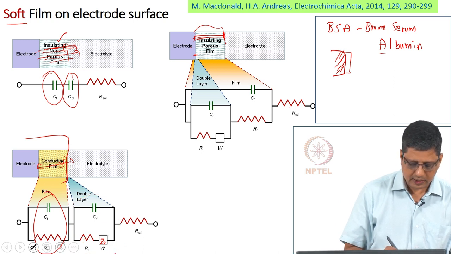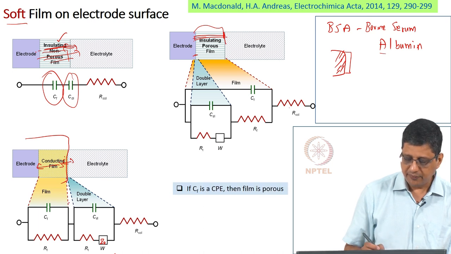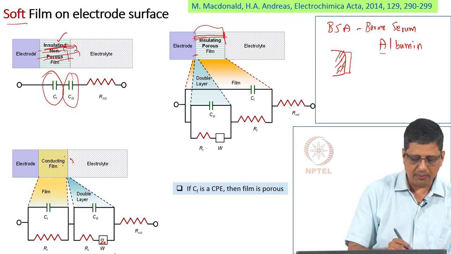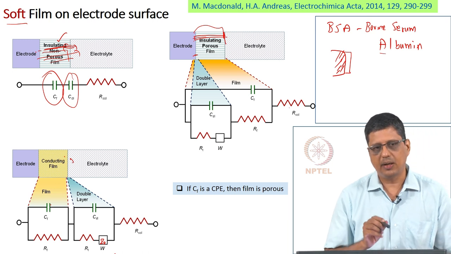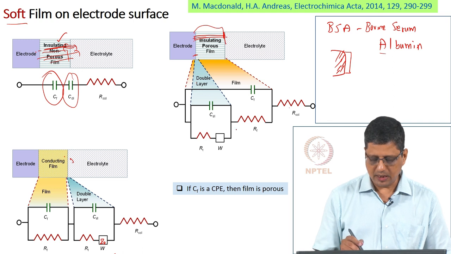But these are still a macroscopic representation, saying that, okay, you have a film, I am going to model this by a capacitor and resistor, I am going to model this by a capacitor, okay. I am going to say this is porous and then I put a Warburg impedance for this.